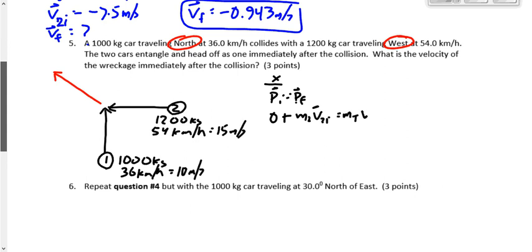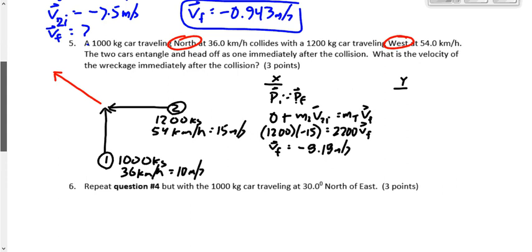Mass total times Vf. 1,200 times negative 15, if we're doing meters per second. Total mass is 2,200. Because I did my answer key in kilometers per hour, I'm not sure exactly what that is. Anybody have that in meters per second? 1,200 times negative 15 divided by 2,200, negative 8.18. Thank you.